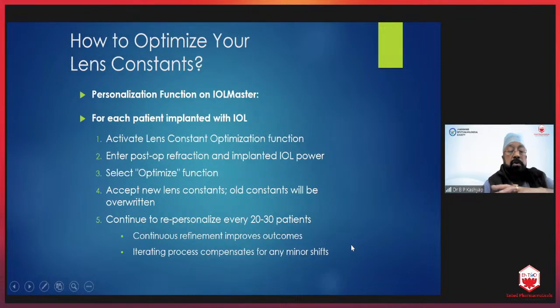So how is it done? Activate the lens constant optimization function in the IOL Master, enter the post-op refraction and implanted power, and then select the optimize function. Accept the new constant, then the old constant will be replaced. Continue to repersonalize every 20 to 30 patients, which is not always possible. But once you have done it, you can go on with it for a pretty long time.